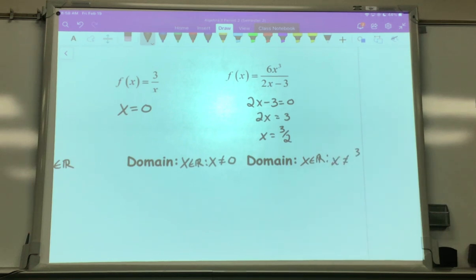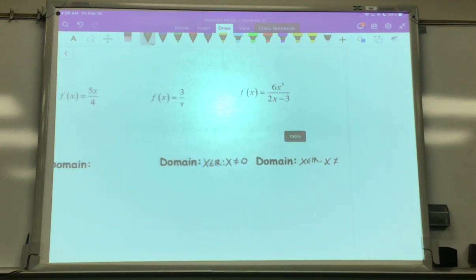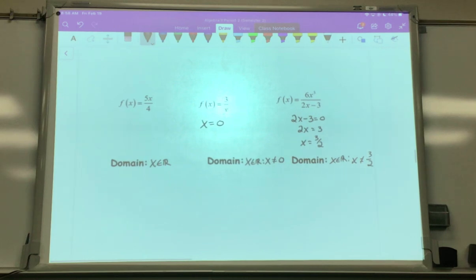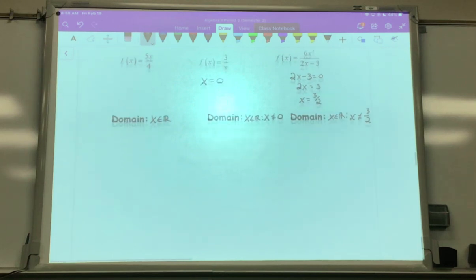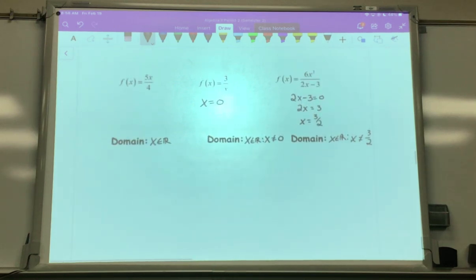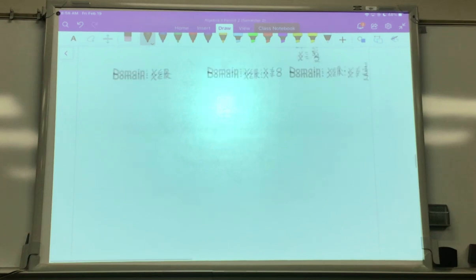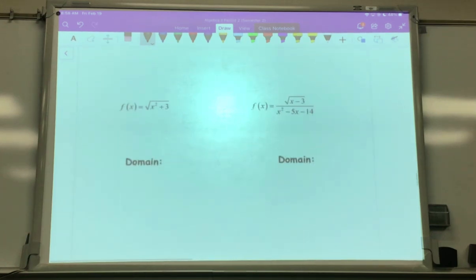X cannot equal that 3 halves. Questions on that page? And we've kind of dealt with these ones already, haven't we? When we did our rational functions unit. Okay.